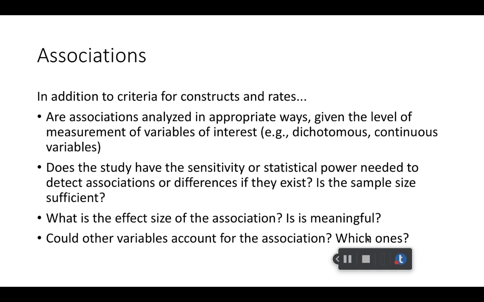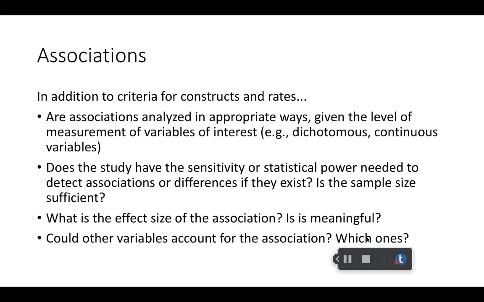Let's turn to looking at associations. And again, this is just by way of introducing you to concepts we're going to cover later. So if we're looking at a study or a question about associations, then in addition to criteria for constructs and rates, we would ask, are associations analyzed in an appropriate way given the level of measurement of the variables of interest? So if we have dichotomous measures, have associations been analyzed appropriately? If they're continuous measures, are we using the right levels of analysis?